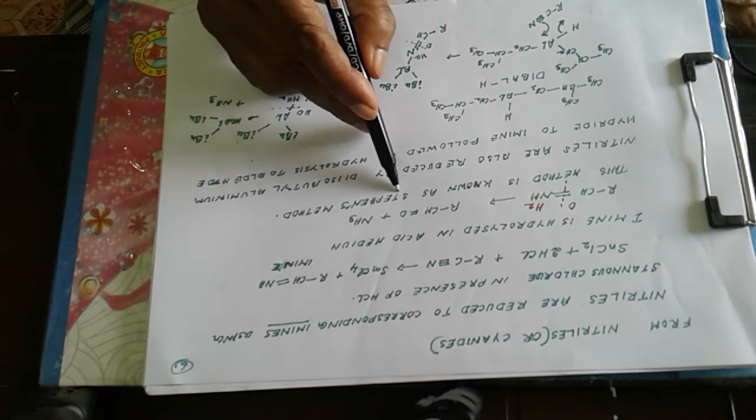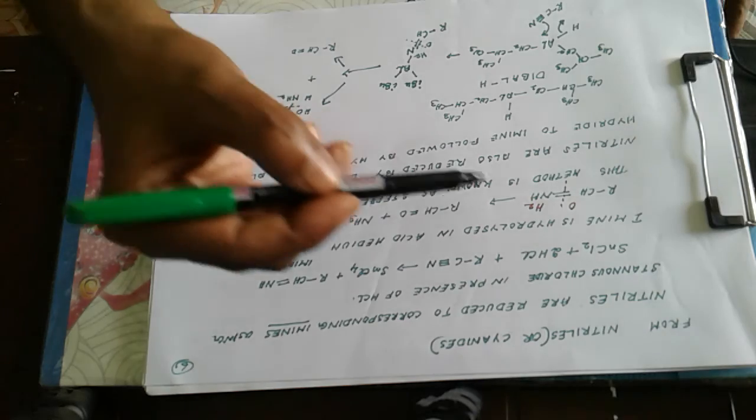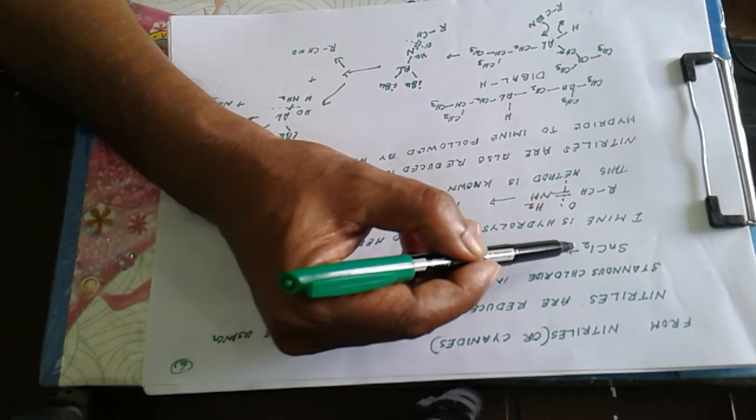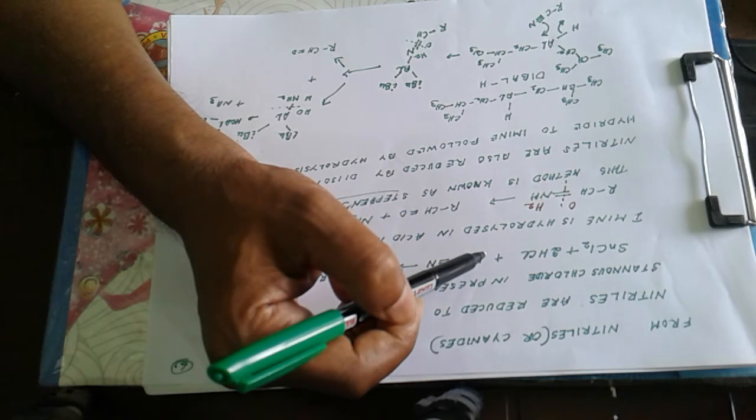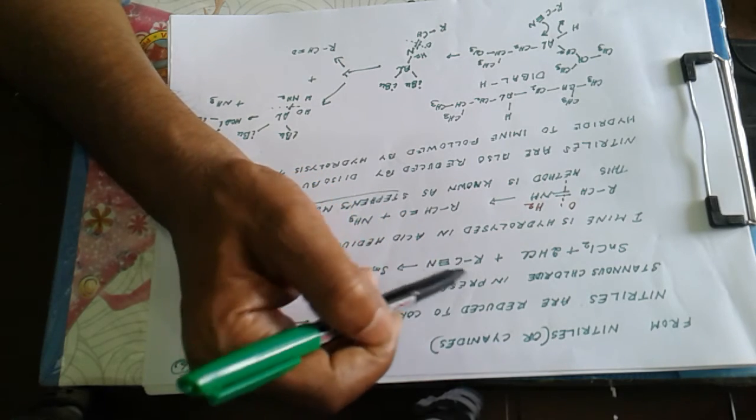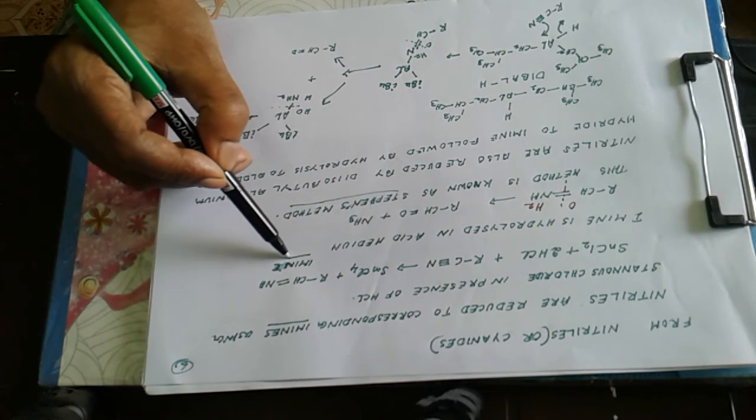From cyanides or nitriles, these cyanides or nitriles can give aldehydes or ketones by a sequence of reactions, and this method is known as Stephen's method. Now there stannous chloride is a reducing agent. It reduces the cyanide or nitrile to an imine. So C triple bond N is reduced to CH double bond NH, an imine.